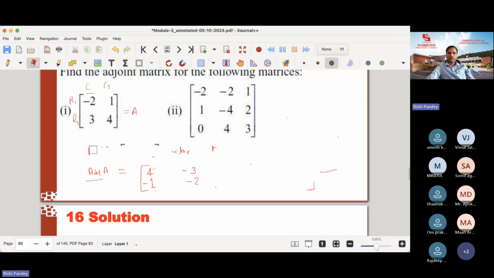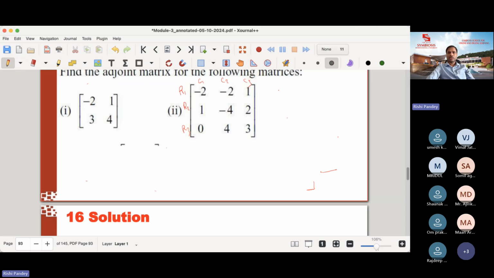The formula is the same, okay? But the solution is required, the solution for this 3 by 3. So again, you will write here all the values. Here write down R1, R2, R3, and here column 1, column 2, column 3.